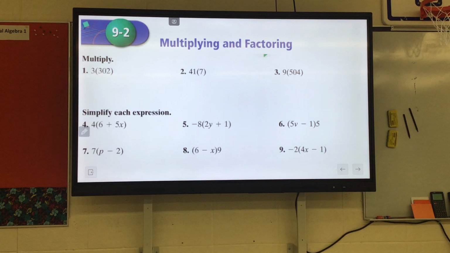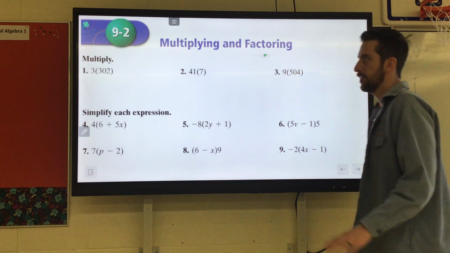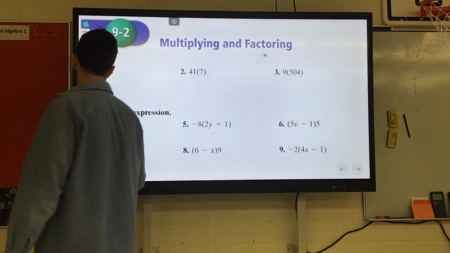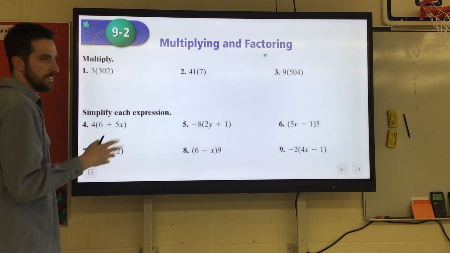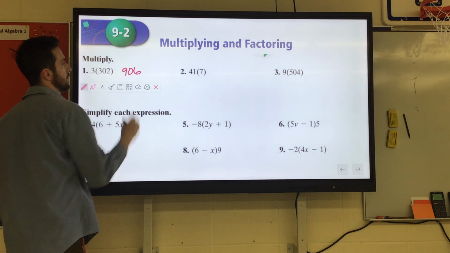All right, 9.2, multiplying and factoring. Let's just warm up a little bit here. 3 times 302. Well, 3 times 300 would be 900. 3 times 2 is 6, so this would be 906.